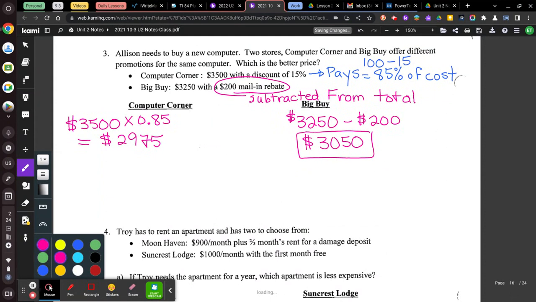So Computer Corner is cheaper, and sometimes the questions will ask you how much cheaper. So that guy is $75 cheaper. Okay, that's what ends up happening with that one.